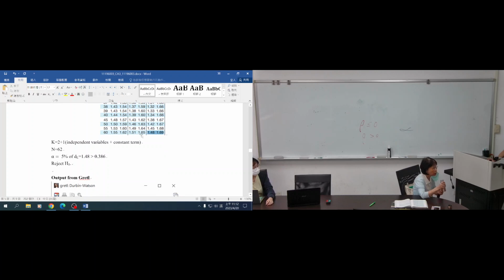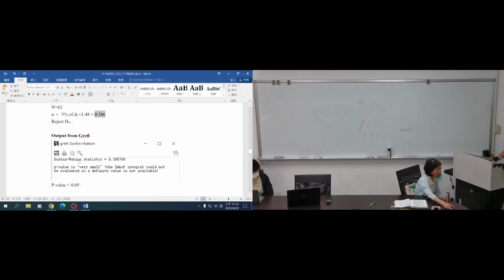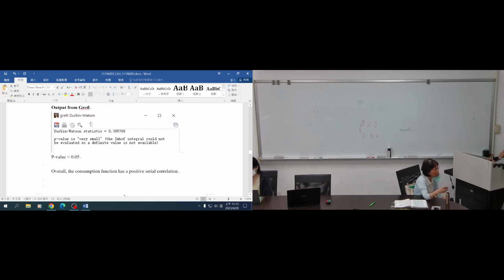According to this diagram, the Durbin-Watson result is less than 1.51, which is lower than the lower limit, so we reject the null hypothesis. And even from the output from Gretl, the p-value is very small, highly likely 0.00 something. So the p-value is smaller than 5%.